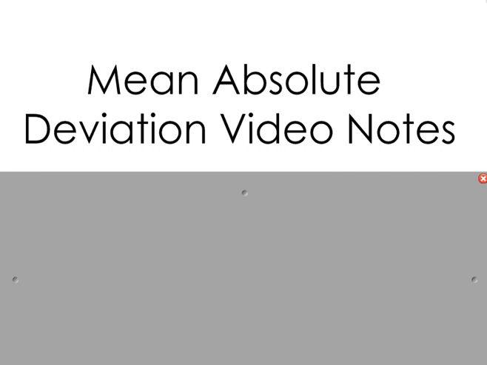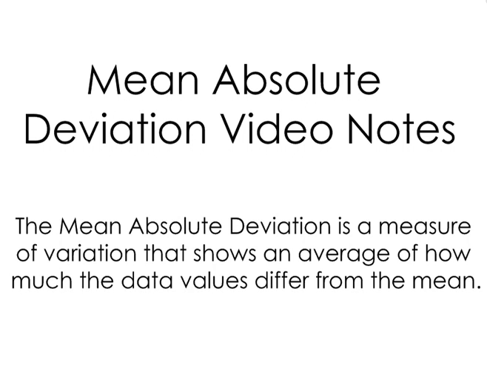In this video, we're going to talk about mean absolute deviation. We're going to start off with a definition, and then we'll look at the steps on how to find it. So the mean absolute deviation is a way to measure the variation within a data set. It's going to represent the average distance between each data point and the mean.